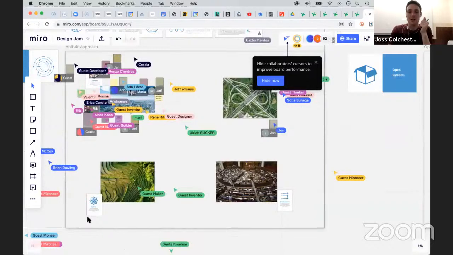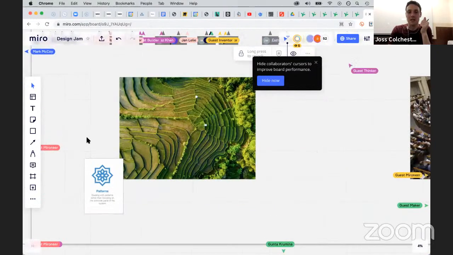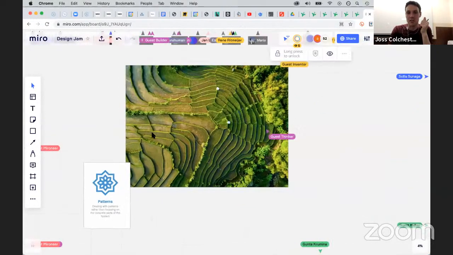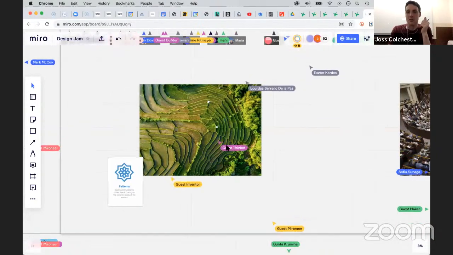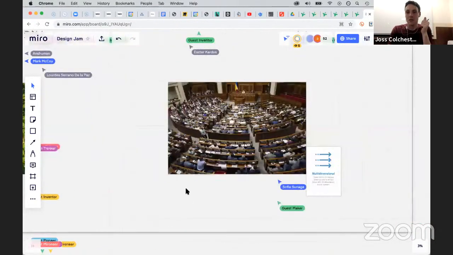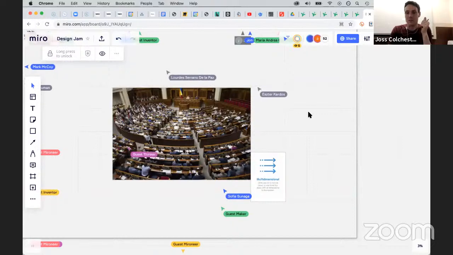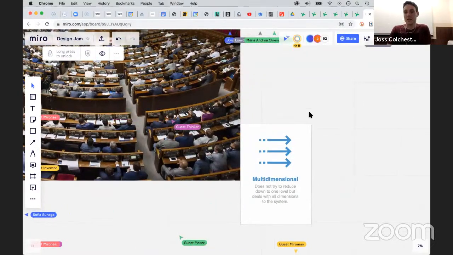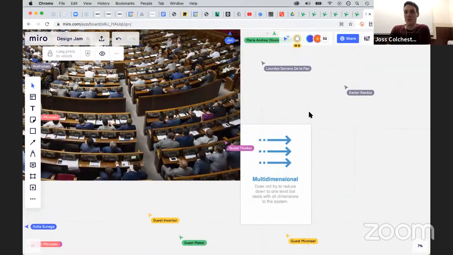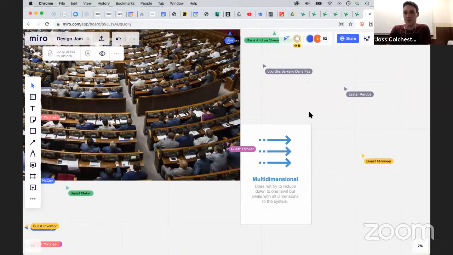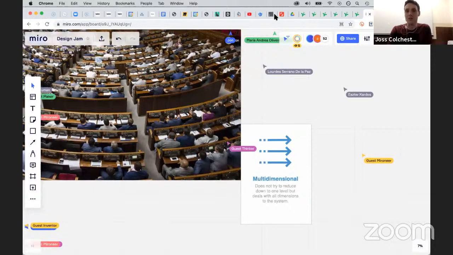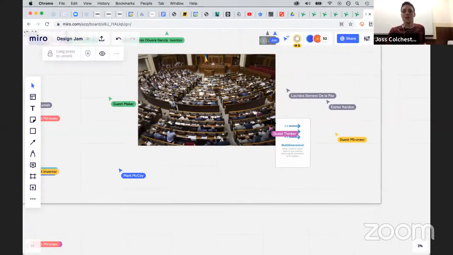You can see down here also, patterned. It's a pattern-based approach to design. What do you think that means? And over in the corner here, multi-dimensional. Does not try to reduce down to one level, but deals with all dimensions of the system. What do you think that means in the context of designing complex systems? And you can use the image to spark your imagination.